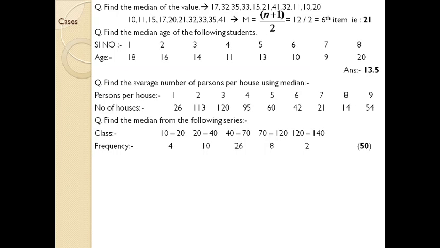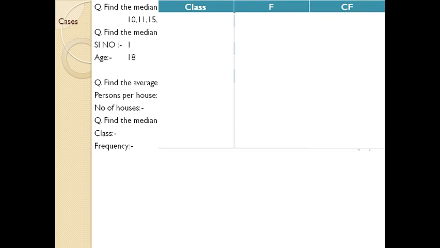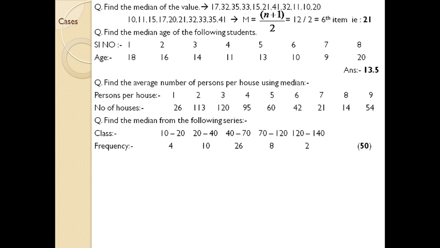So let us deal with how to handle a median situation where a class series is given. Once you have come across a median situation of class series, try to write down this information in a table just like this. So just go through the question: 10 to 20, 20 to 40, 40 to 70, 70 to 120 and 120 to 140, and the corresponding frequency is also given. It is quite an easy question. I am just going to directly substitute the same in the table.